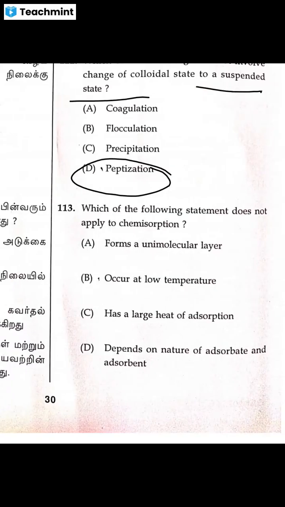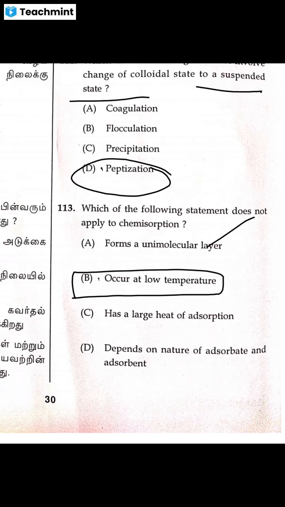Next one, which of the following statements does not apply to chemisorption? Chemisorption occurs at the higher temperature. Here they have given it as a lower temperature. Unimolecular is correct, heat of adsorption is large, that is also correct, nature of adsorbent. Okay, it occurs at the high temperature.